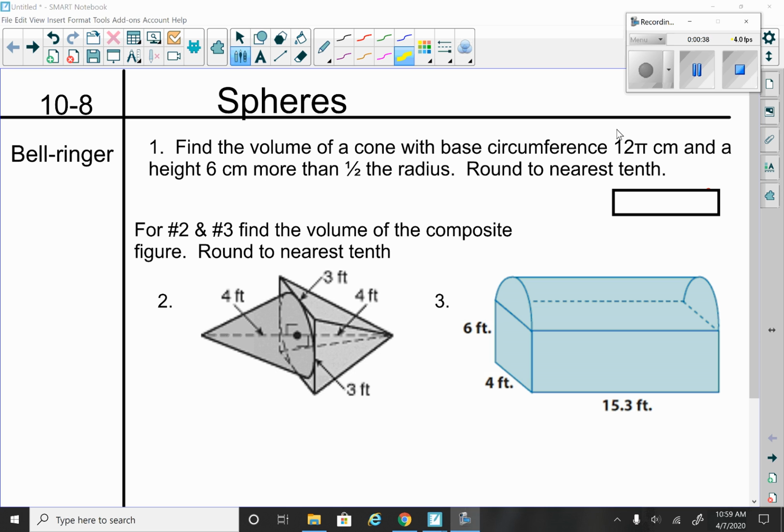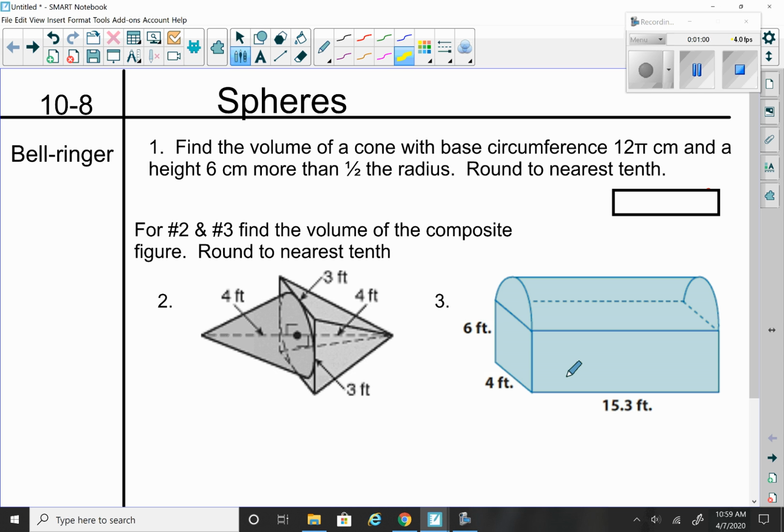And then you can see in problems 2 and 3, these are two composite figures. So in number 2, you're going to find the volume of the cone on the left and then the pyramid on the right, and then add those two volumes together. In number 3, you're going to find the volume of this half cylinder on the right side, and then the prism at the bottom, and then add those two volumes together.